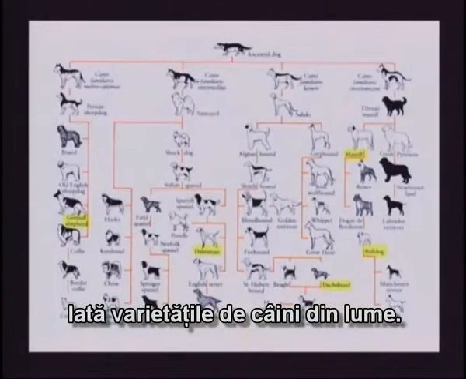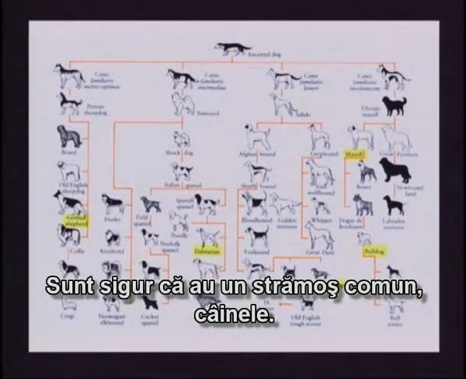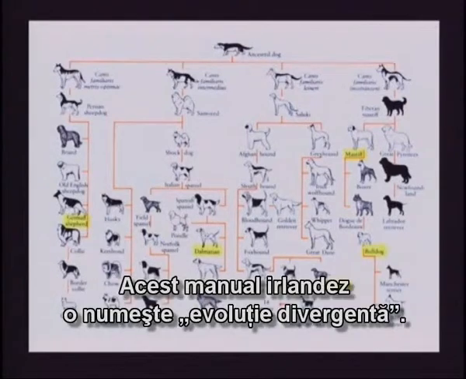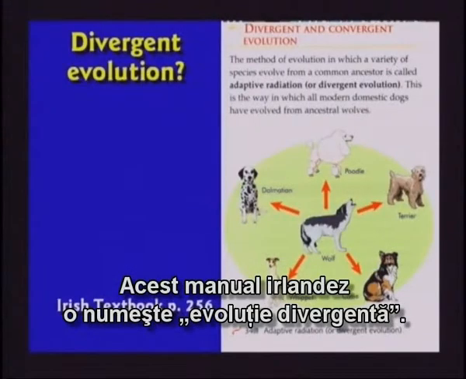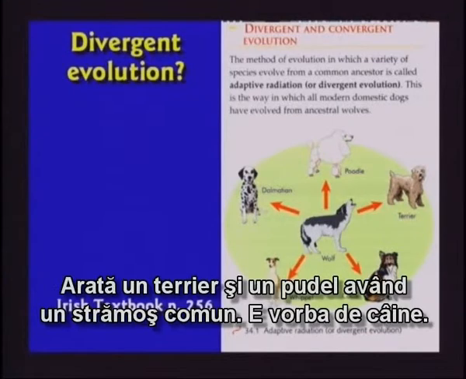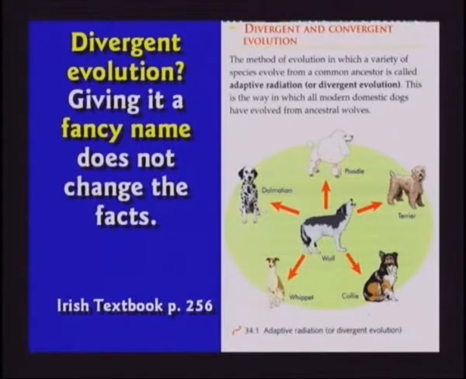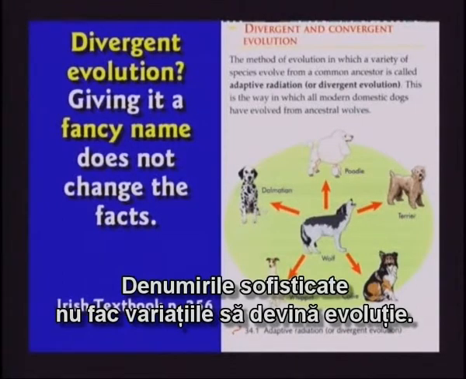There's a variety of dogs in the world, a whole bunch of them. And I bet they had a common ancestor, dog. This Irish textbook calls it divergent evolution. Saying the terrier and the poodle had a common ancestor? Oh, come on, don't give it a fancy name. It's still a dog. Don't call it divergent evolution. It's a variety of dog.